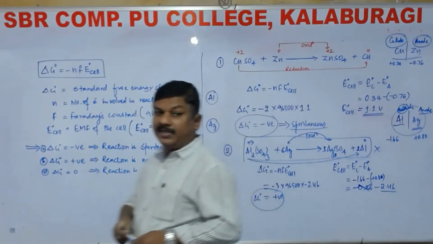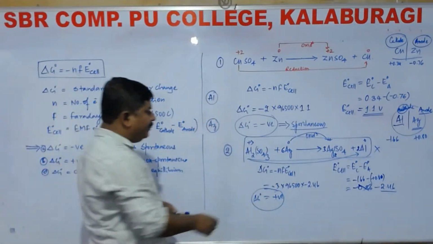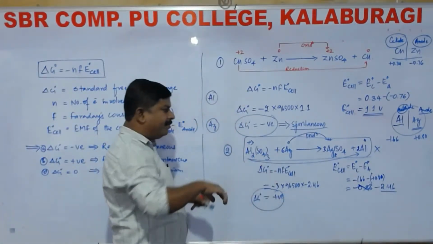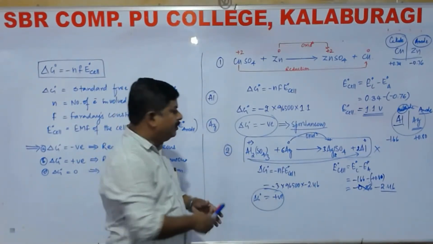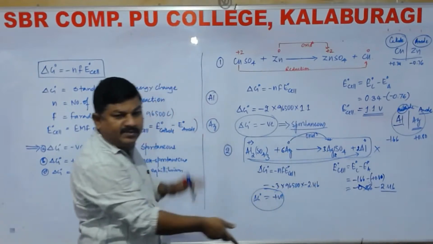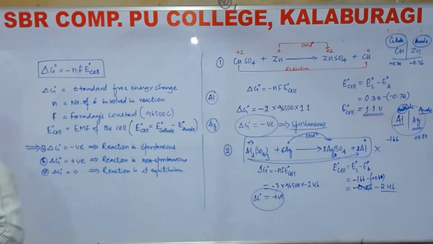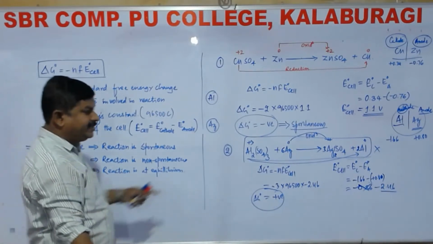Why it does not take place: actually, when silver and aluminium are combined together, silver has to undergo reduction and aluminium has to undergo oxidation. But here it is going in reverse. Because of that reason, this reaction is not feasible. In this way, it is possible to identify which reaction takes place and which reaction does not take place.